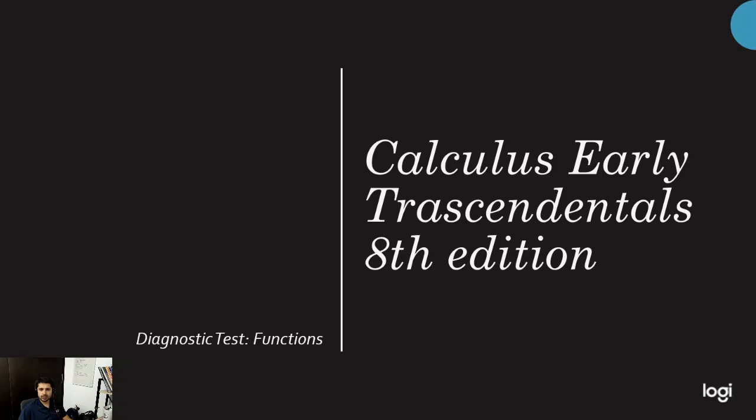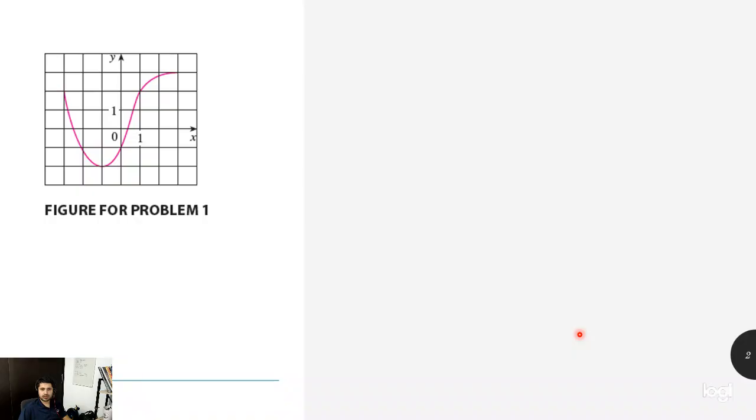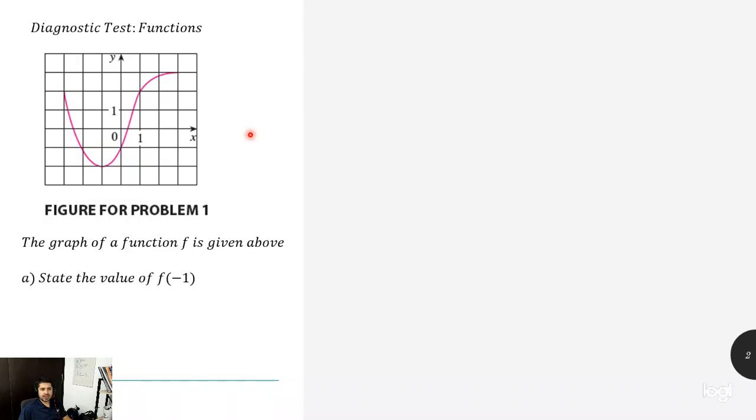We're going to work today in Calculus Early Transcendentals, 8th edition, the diagnostic test on functions. So the first question is about this figure for problem 1. We have the y-axis and the x-axis. The first question says, state the value of f(-1).